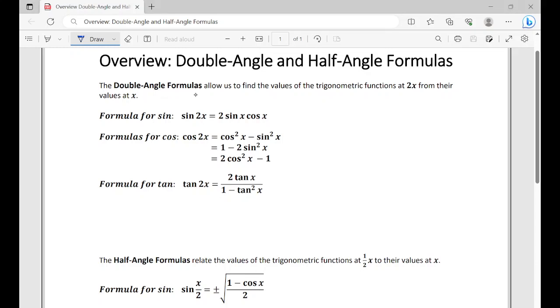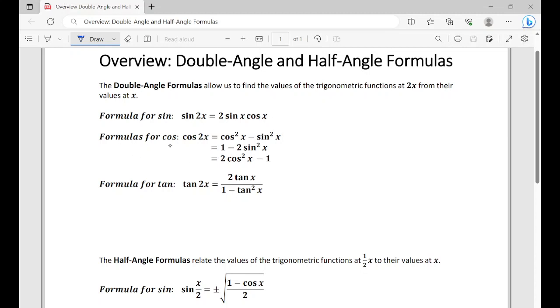The double angle formulas allow us to find values of the trigonometric functions at 2x from their values at x. So the formula for sine is sine of 2x equals 2 sine x cosine x.